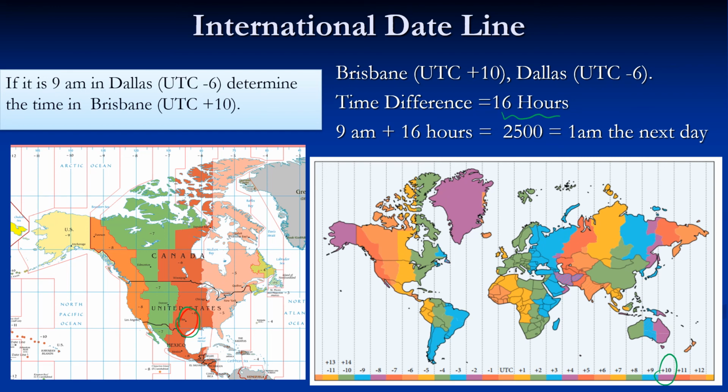Now, if I say 9 plus 16, I'm going to get 25. There's no such thing as 25 o'clock. 2400 is midnight, isn't it? So 1 hour after midnight is 1 a.m. the next day.